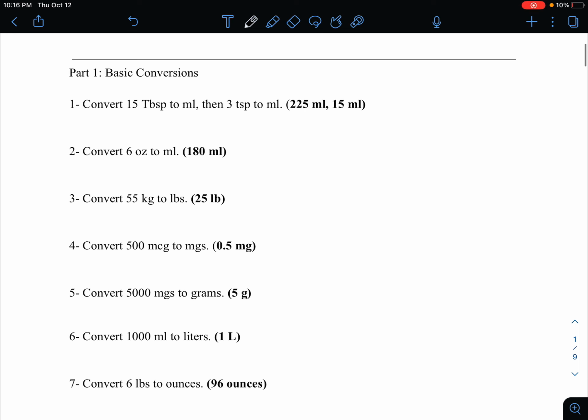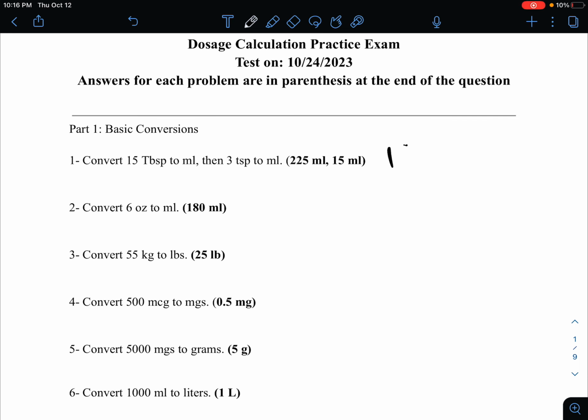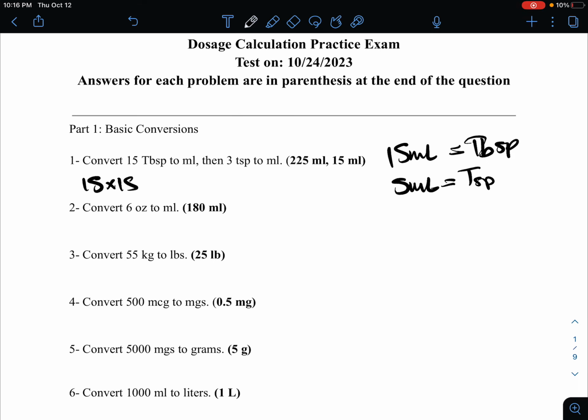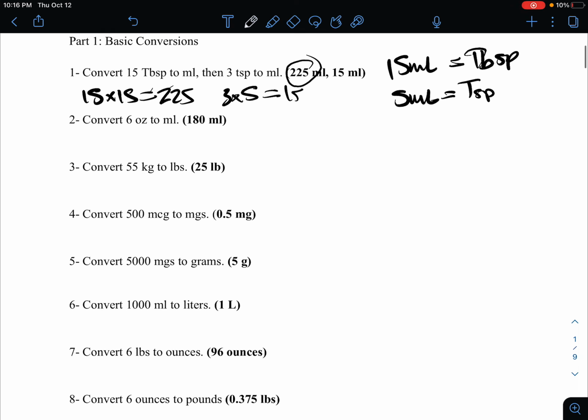I think we should know these. So there's 15 milliliters in 1 tablespoon, right? And there's 5 milliliters in 1 teaspoon. So it's going to be 15 times 15 equals 225, right? And then 3 times 5 equals 15. Okay, so 6 ounces to milliliters, 6 times 30 ml, because 1 ounce equals 30 ml, which would equal 180. Okay, we got that.